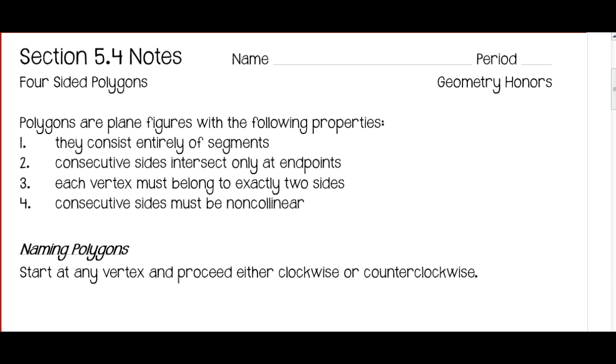A polygon is a plane figure, and when we say plane figure, really we just mean that it's on a flat surface, and it has the following properties. They consist entirely of segments. The consecutive sides, the sides that are next to each other, intersect only at their endpoints. Each vertex must belong to exactly two sides, and consecutive sides must be non-collinear. So if you have any questions about those, make sure that you ask me.